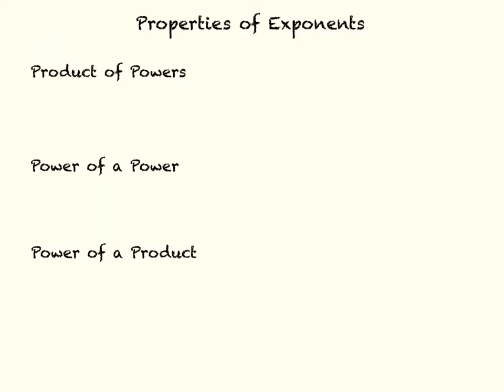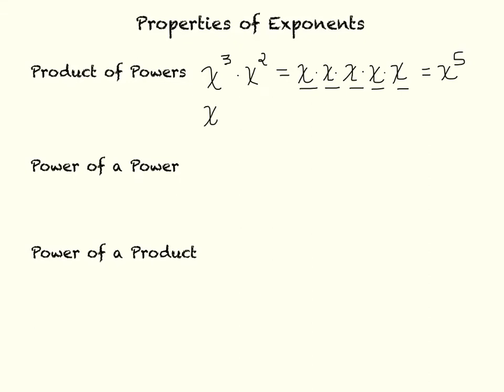So now let's talk about properties of exponents. The first one is product of powers. If I have two of the same bases with exponents being multiplied together, I get x cubed times x squared, and we know that x times x times x times x times x, that's 5, would be x to the 5th. So the rule here is add your exponents. You get x to the 5th.